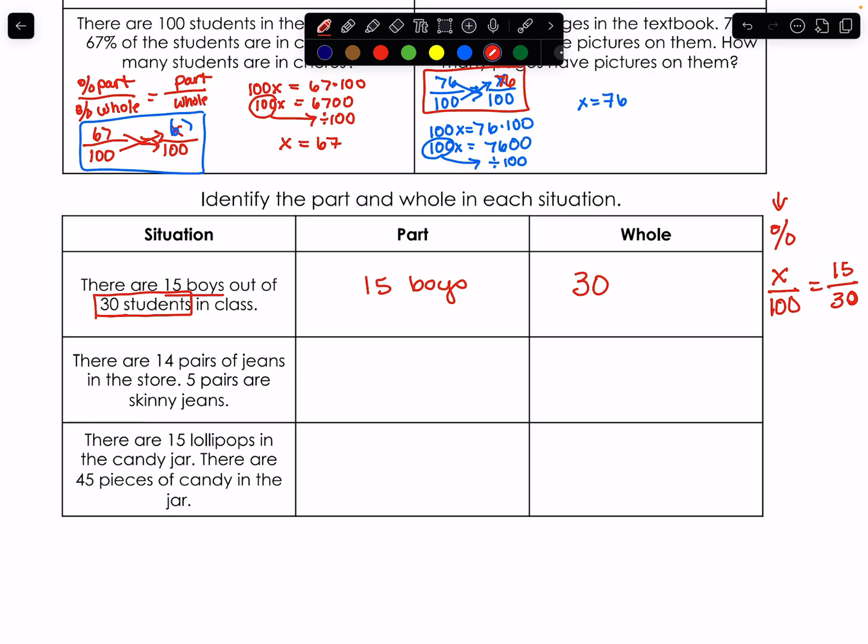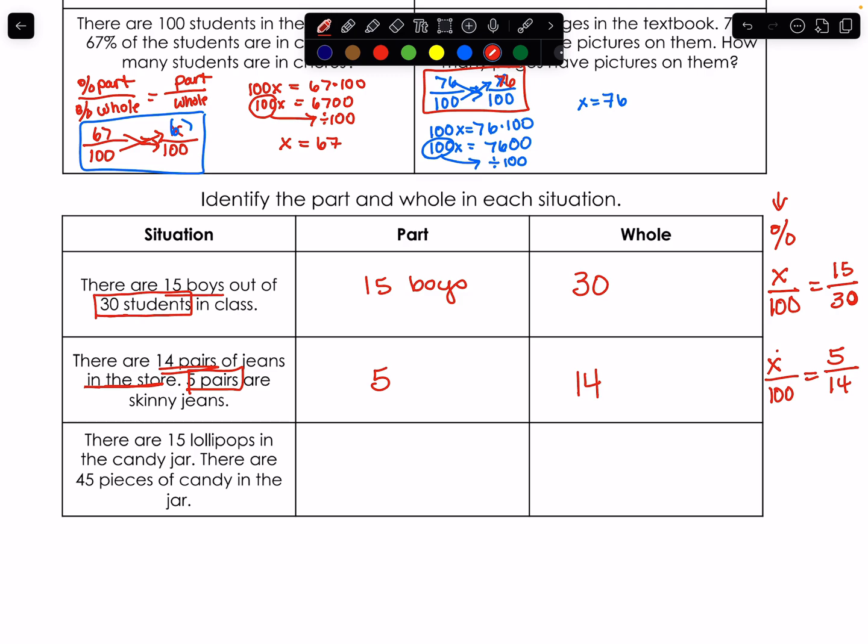All right, this one is also the same situation. There are 14 pairs of jeans in the store. So that means my total pair of jeans in the store is 14. The part that are skinny jeans is 5. So what we do not know is our percent. We know that there's 100%, and that is the 14 in the whole store. We do not know the percent that the 5 is. So I am going ahead and showing you how to set these problems up so that they could be solved.